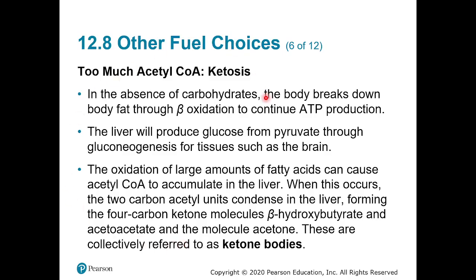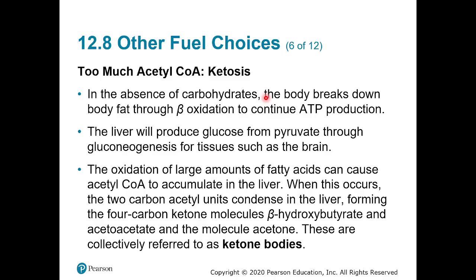Let's talk about what happens if we have too much acetyl-CoA, though. And so this is called ketosis. In the absence of carbohydrates, the body's going to break down body fat through beta oxidation. This will continue ATP production. The liver's going to produce glucose from the pyruvate. This is going to be done through gluconeogenesis. It's for use in our tissues that require glucose to power them, which are going to be things like our brain and our heart.